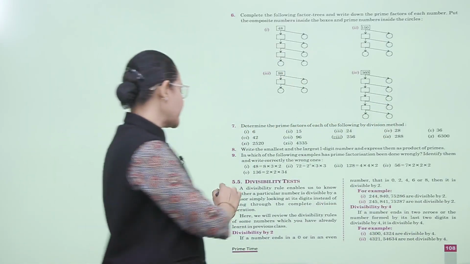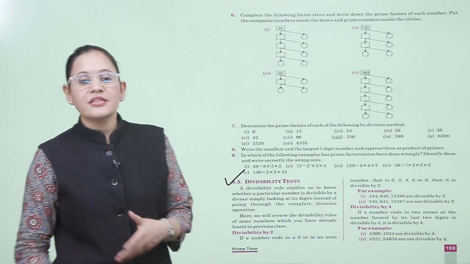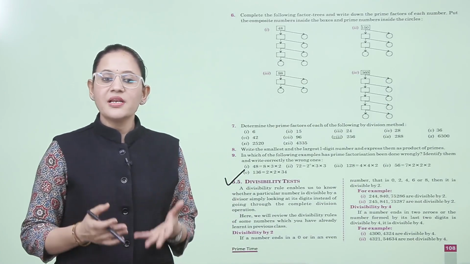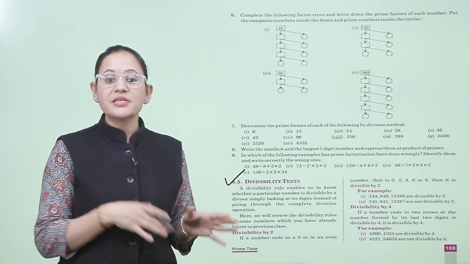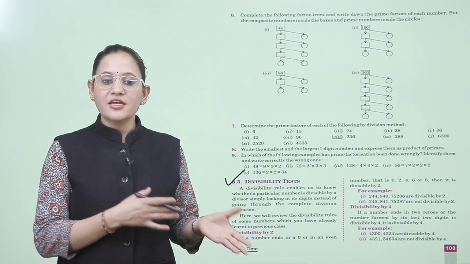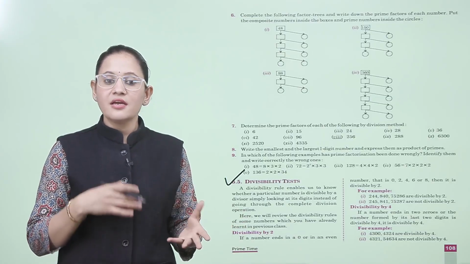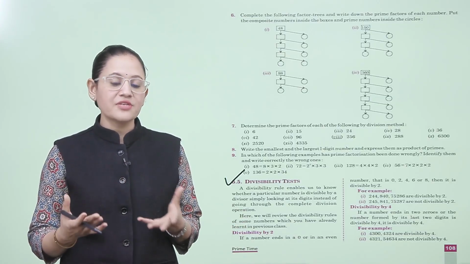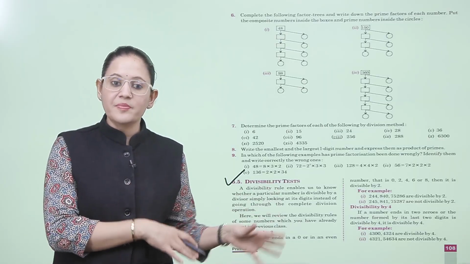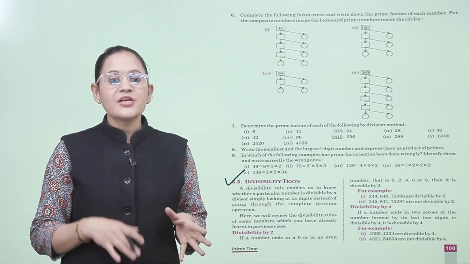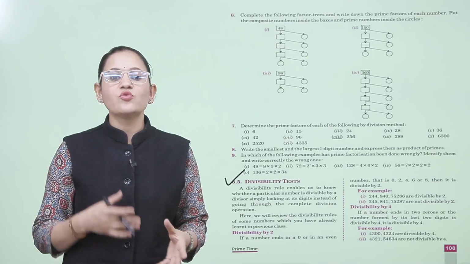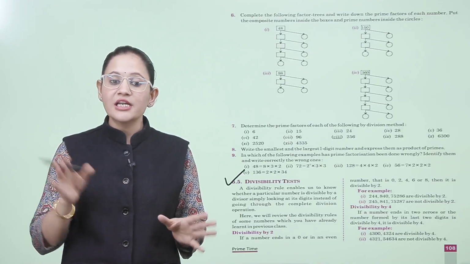Next is the divisibility test. The divisibility rule enables us to know whether a particular number is divisible by a given number without doing the actual division. Clear? Here we will review the divisibility rules for some numbers which you have already learned in the previous class.